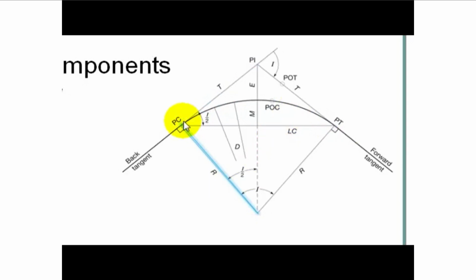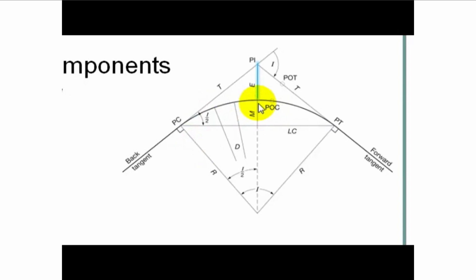The radius is just the radius of that circular curve. The tangent is the distance from the PI to the PC or from the PI to the PT. The long chord is the distance from the PC to the PT. It's the chord of the circular arc.